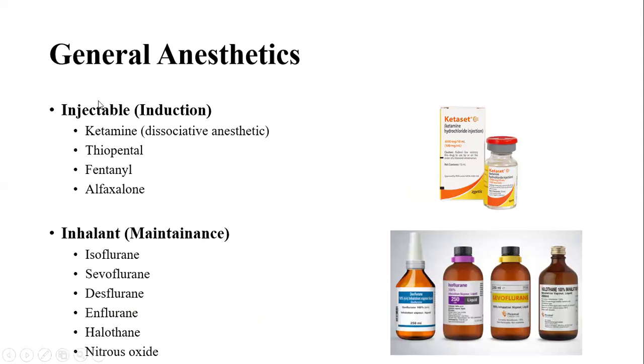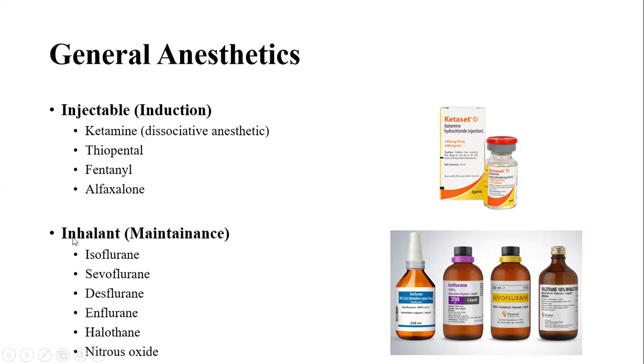Then the next is the general anesthetics. There are two types of general anesthetics. One is injectable and the second one is inhalant. Injectable, you know, will be given through the intramuscular, intravenous, or even subcutaneous route. And inhalants are given in the form of vapors through the anesthesia machine. Okay, and the injectable anesthetics are used for induction, meaning to start the general anesthesia, and inhalants are used for the maintenance during the surgery. The most common examples of injectable general anesthetics include ketamine, thiopental, fentanyl, and alprazolam.